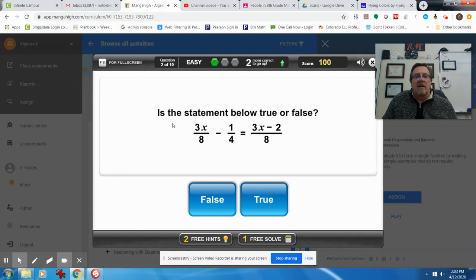Is the statement below true or false? Well, the denominators weren't the same. I'm going to have to change this one over here to an equivalent expression with 8 in the denominator. How do I go from 4 to 8? We'll have to multiply by 2. So I have to multiply the top by 2. So 1/4 is going to be 2/8, right? So we're going to get 3x minus 2 on the top and 8's on the bottom, right? So I think that's true.